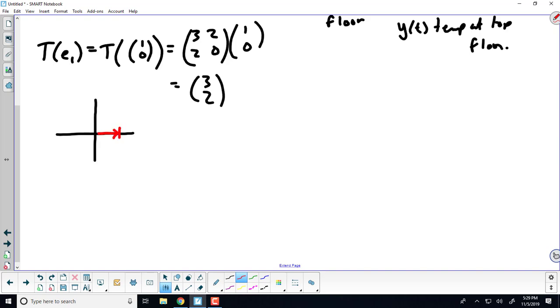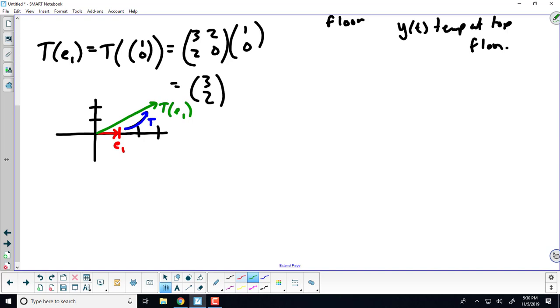Here's the vector. That's the vector 1, 0, right? The E1 vector. When we did the transformation to it, we ended up with 3, 2. So let's see here, there's 1, 2, 3, 1, 2. So this vector, after the transformation, got moved to here. So we could call this one right here T of E1. T of E1 stretches this vector out over to here.